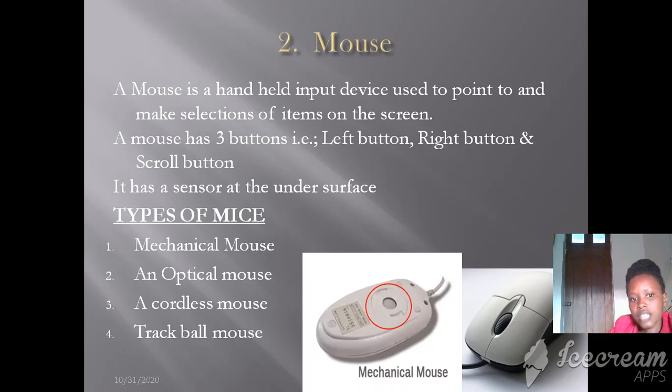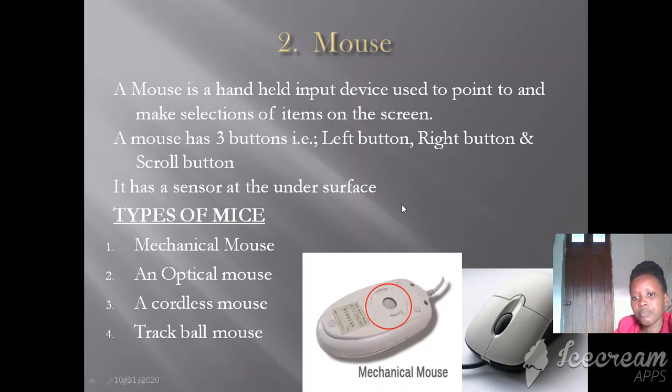So a mouse has 3 buttons, i.e. the left button, the right button, and the scroll button. So if you look at your mouse, you can see that we have 3 buttons on that mouse. On our left hand side, we have what we call the left button. On the right, we have what we call the right button. And in between, we have what we call the scroll button. This black button is what we call the scroll button.